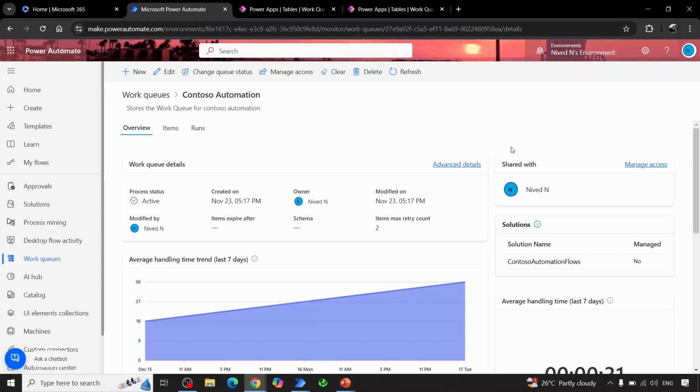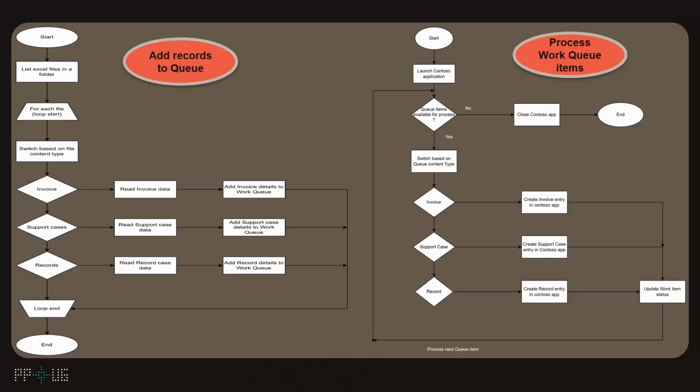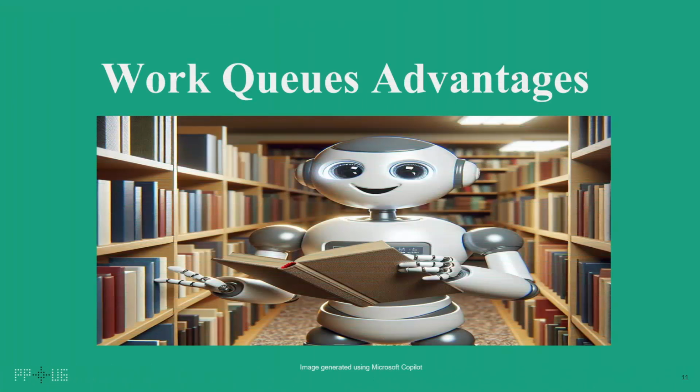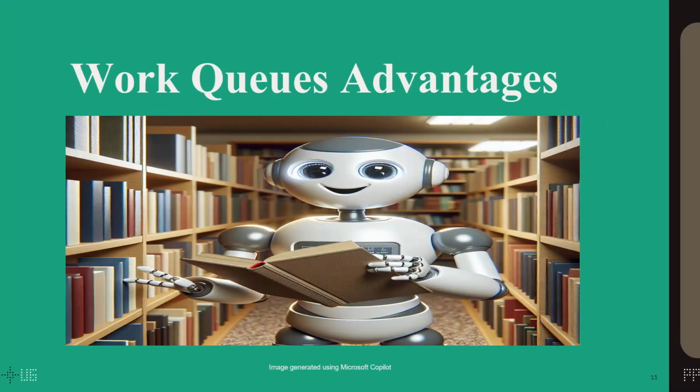Maybe don't think that we are using two or three records; in an actual scenario it can be hundreds of records. So hundreds of records can be processed efficiently and quite faster using this work queue concept. Now let's go back to our slides where we have to explain the work queue advantages, like why we should use work queues. So let me explain the advantages one by one.